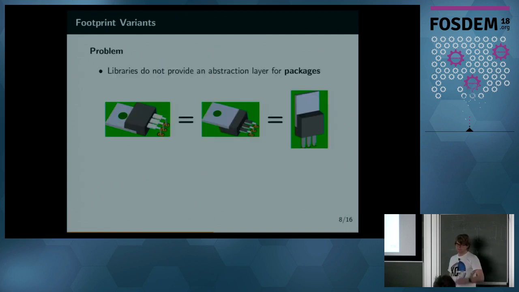A similar problem is with packages or footprints, because libraries do not have an abstraction layer for packages. For example, this TO220 package, this is 3 times the same package, but 3 different footprints. And this is quite common. For example, you have different footprints for different mounting variants, or different sizes of pads, because one is for reflow soldering, one for hand soldering, and so on. But libraries do not provide a way to abstract this. And so the result is every device needs to know every footprint variant of its package.